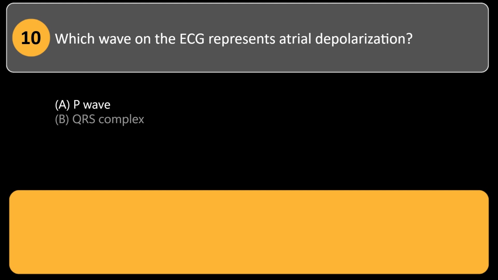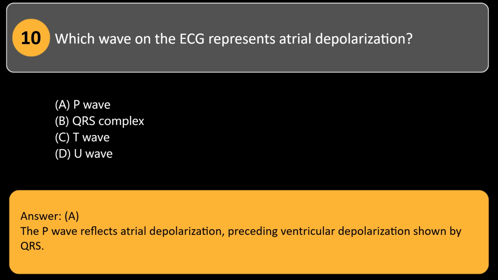Which wave on the ECG represents atrial depolarization? A. P wave. B. QRS complex. C. T wave. D. U wave. Answer, A. The P wave reflects atrial depolarization, preceding ventricular depolarization shown by QRS.